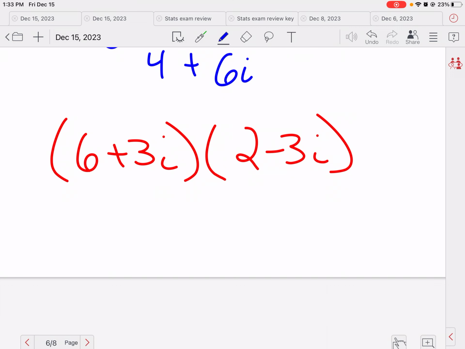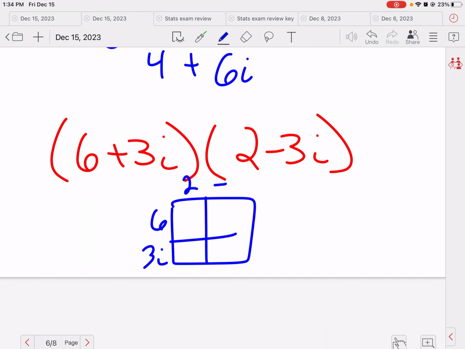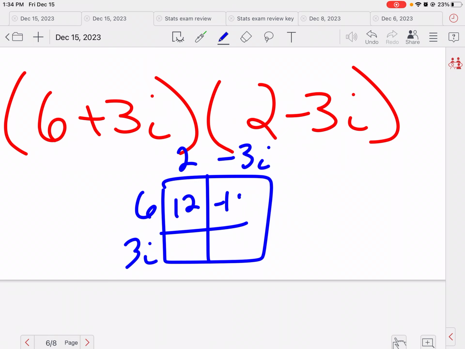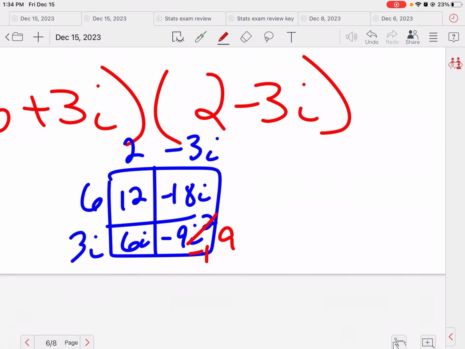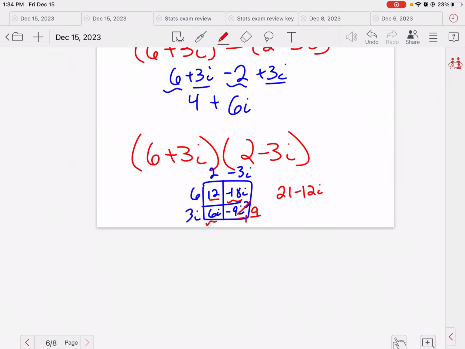This one we're multiplying, so I personally like the box method. So we have 6 and 3i, 2 and minus 3i. I could flip them around and it would get me the same answer. So 12 minus 18i plus 6i minus 9i squared. Remember, i squared really equals negative 1, so it's negative 9 times negative 1, which is a positive 9. So 12 and 9 give me my 21, and negative 18i and 6i is going to give me minus 12i. Again, that i likes to be in the back, constant in the front.